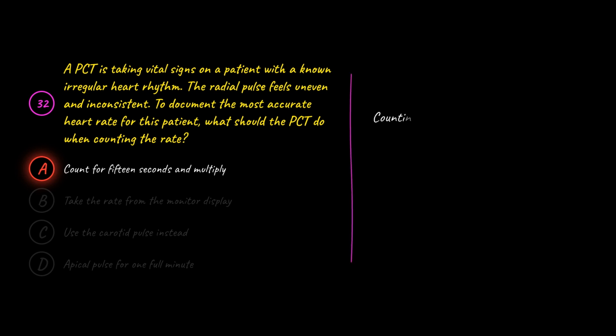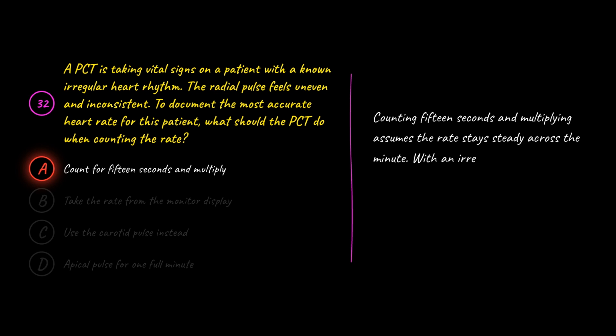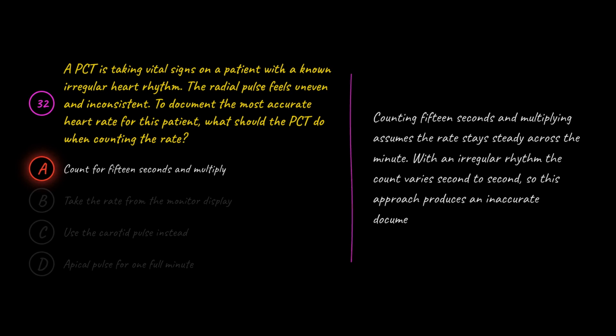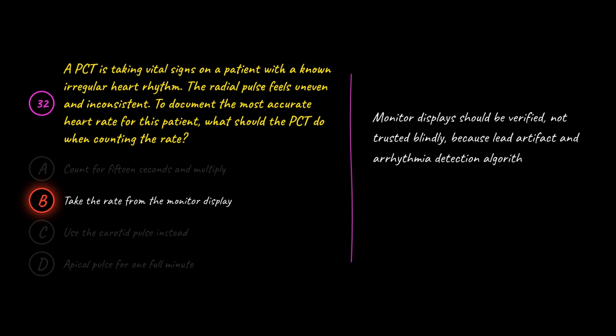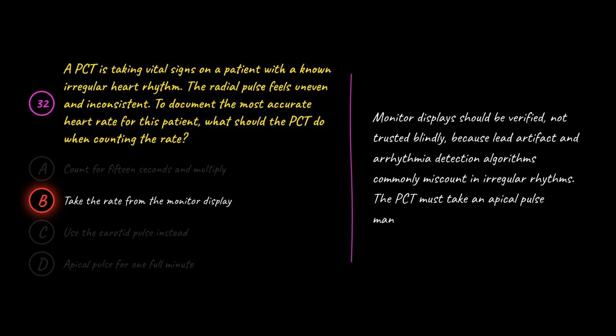A is wrong because counting 15 seconds and multiplying assumes the rate stays steady across the minute. With an irregular rhythm, the count varies second to second, so this approach produces an inaccurate documented rate. B is wrong because monitor displays should be verified, not trusted blindly, because lead artifact and arrhythmia detection algorithms commonly miscount in irregular rhythms. The PCT must take an apical pulse manually for accuracy.